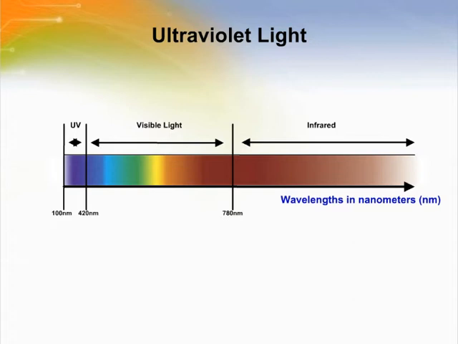Ultraviolet light or UV light is invisible to the human eye. This is because UV wavelengths are too short for human eyes to perceive. UV LEDs span the wavelength spectrum from 100 nanometers to 420 nanometers.